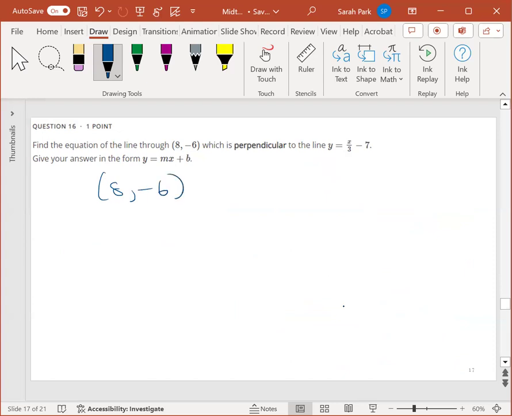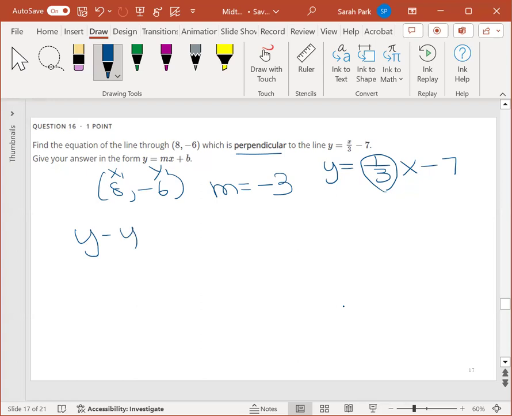Okay, so I'm just going to copy that. It's perpendicular to the line y equals x over 3 minus 7. So I can rewrite this as 1 over 3 x minus 7. If it's perpendicular, it's a negative reciprocal, so our perpendicular slope is -3. We have to take the negative reciprocal of that. And (8, -6) I'll label as x1, y1. And then a similar method as number 15, I'm going to write y minus y1 equals m times (x minus x1), using that point-slope form.